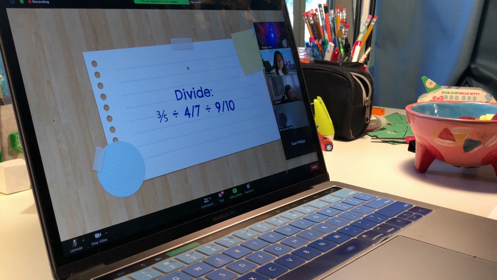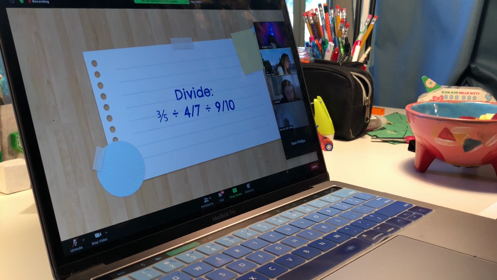All right. Divide. This is a bit complex. Divide 3/5 divided by 4/7 divided by 9/10. And I think this is the last one that we're going to do for now. Time at the end. Come back.